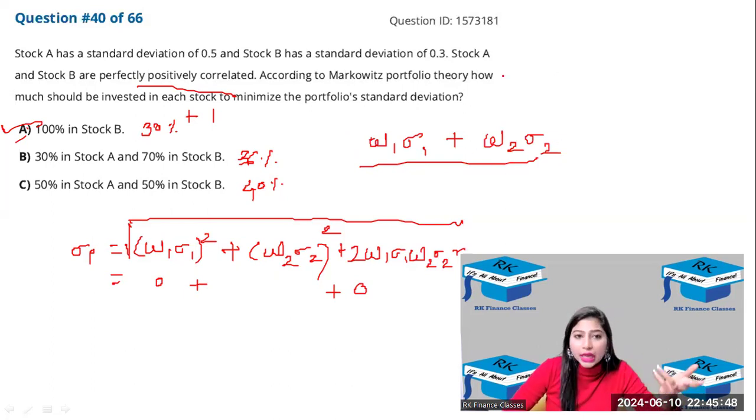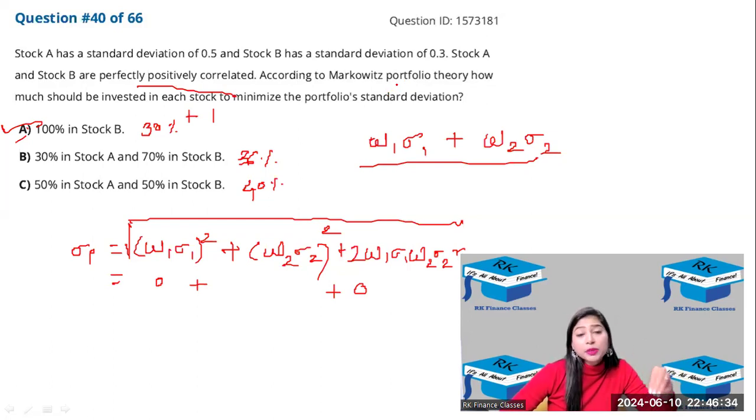And the third way is without calculation. How without calculation? They have given that the stocks are perfectly positively correlated. That means there is no need of diversification. Why? Because +1 correlation is given, so there is no benefit in diversifying. When is there a benefit of diversification? When the correlation is less than +1. Even if it is 0.99, the risk will be a little lower, but here it is perfectly positively correlated, so there is no need of diversification. So you can directly invest 100% into one of the stocks because there are no diversification benefits. And the only option with that is 100% in stock B. So that way also you can get to the answer. That answer would be A.